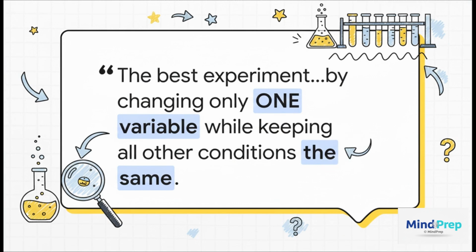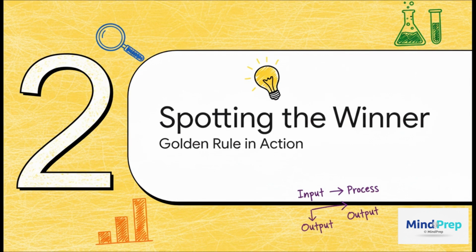So it all boils down to this one simple idea. The best experiments are clean experiments. They're designed to isolate just one cause for one effect. On the ACT, your entire job is just to find the answer choice that does exactly that. Okay, enough with the theory. Theory is great, but let's see how this golden rule works in the real world with an actual example.